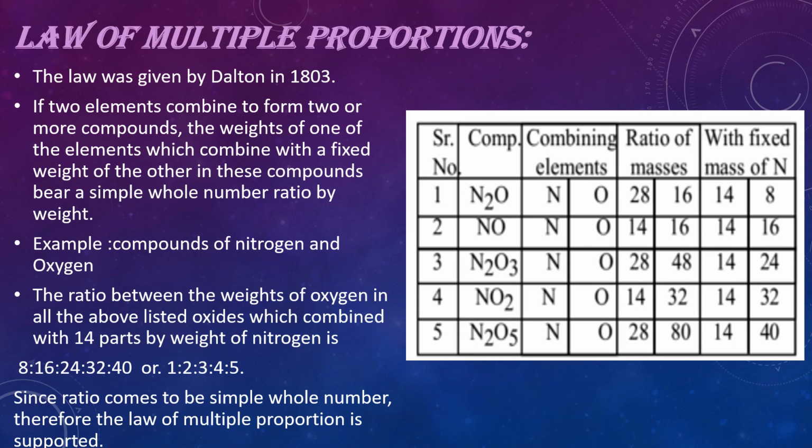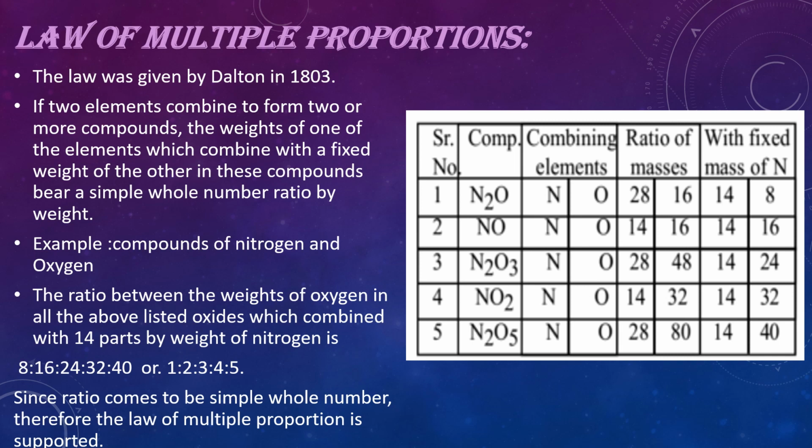Now the next is the law of multiple proportion. The law was given by Dalton in 1803. This law states that if two elements combine together to form two or more than two compounds, then by keeping the mass of one element fixed, the mass of the other element will be in a simple whole number ratio.